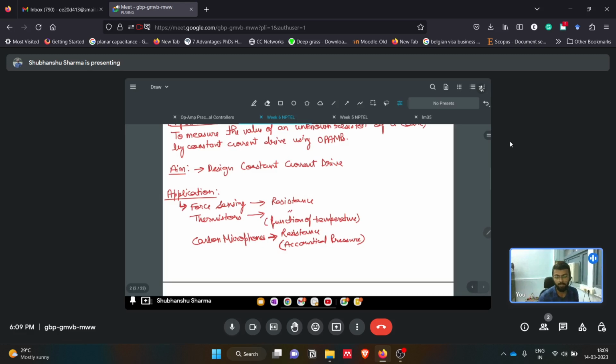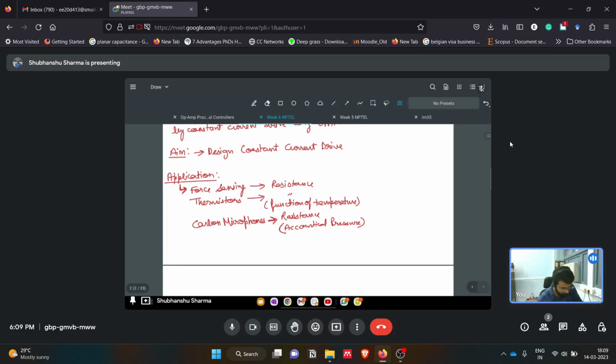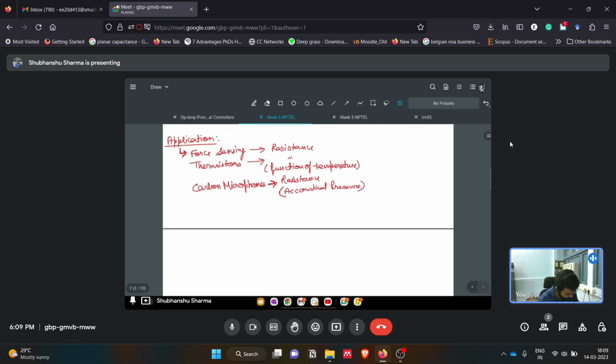So resistance is based on the acoustics, because the pressure will be varying. So based on the pressure variation, we can measure the resistance. The basic idea behind this is that if we know the V and I flowing through a device, then we can simply do V by I and measure the resistance of the device, or the element where the voltage drop is there and the current is flowing through it.